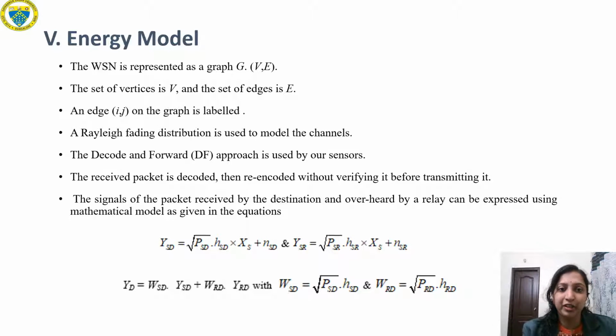Now coming to the energy model, the wireless sensor network was considered as a graph G(V, E), where V stands for the vertices and E for the edges, and the edge E_ij of the graph is labeled. Here we considered the relay fading distribution to model the channels, and the decode and forward approach was used in all the sensors. The received packet is decoded, then re-encoded without verifying it before transmitting it. The signals of the packet received by the destination and overheard by a relay can be expressed using the mathematical model equations given here. So these were the things that we used in order to design the energy model.